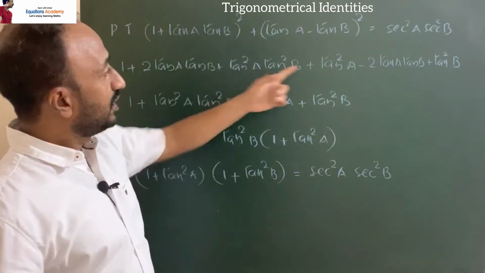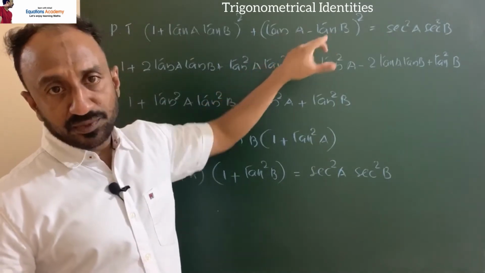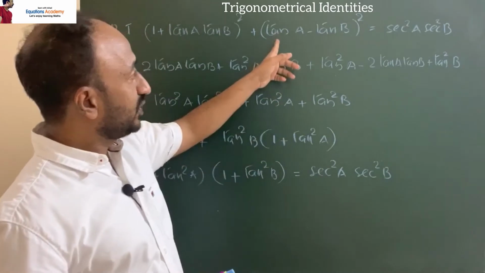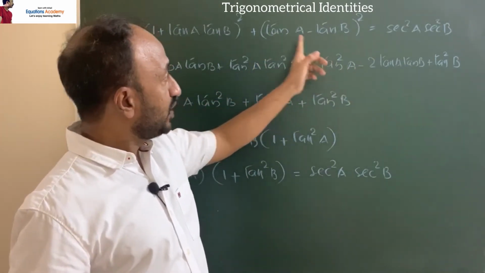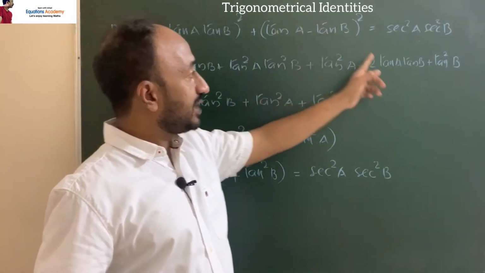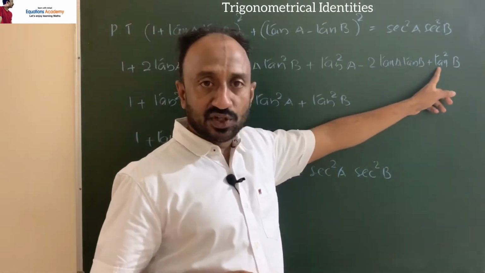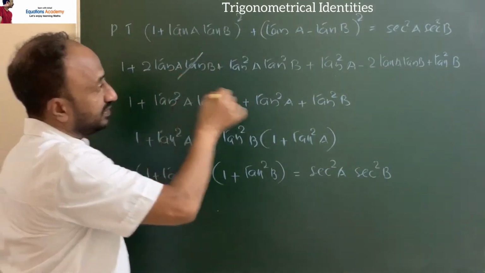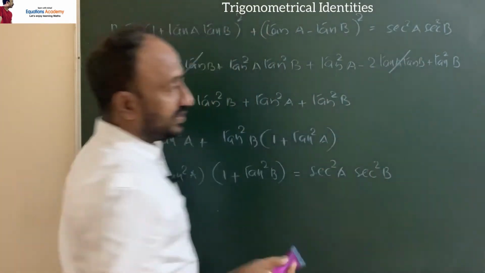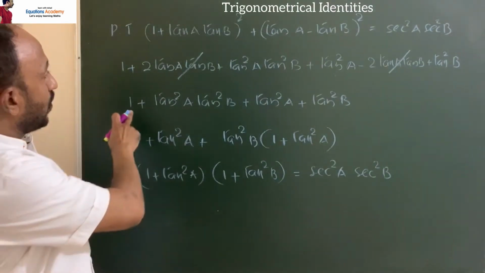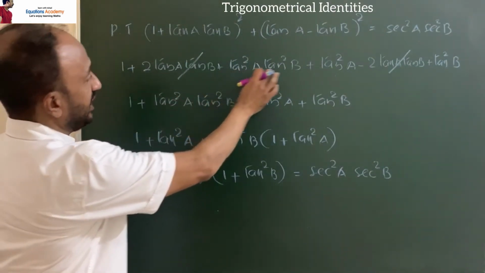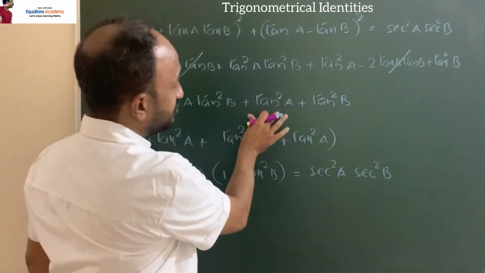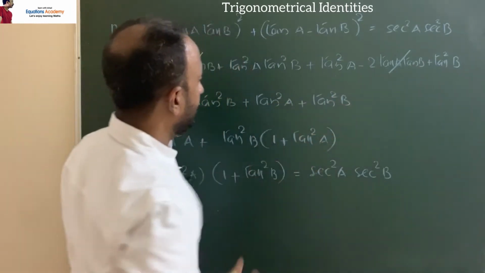Plus this is of the form A minus B the whole square, A square minus 2AB plus B square. So, A square, that is tan square A, minus 2AB will be 2 tan A tan B, plus B square, that is tan square B. Now, plus 2 tan A tan B and minus 2 tan A tan B cancel. So, we get 1 plus tan square A tan square B plus tan square A plus tan square B.